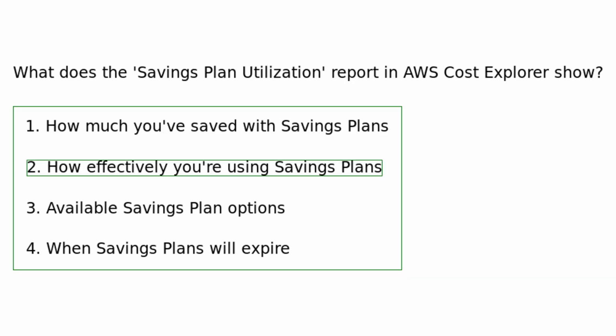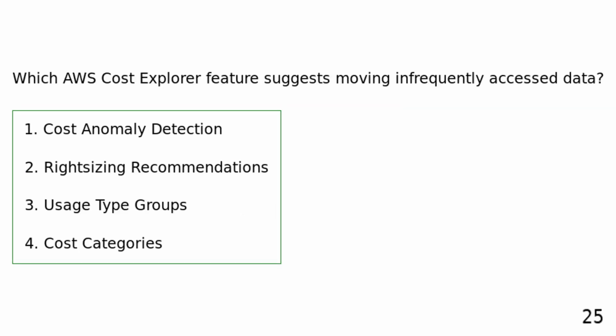The Savings Plan Utilization report in AWS Cost Explorer displays how effectively you're using your committed savings plans across eligible services. Which AWS Cost Explorer feature suggests moving infrequently accessed data?